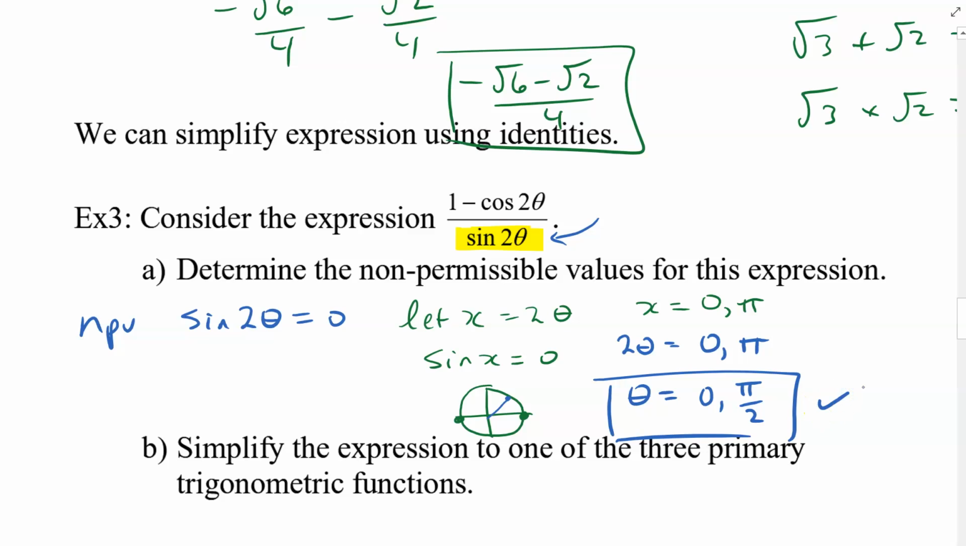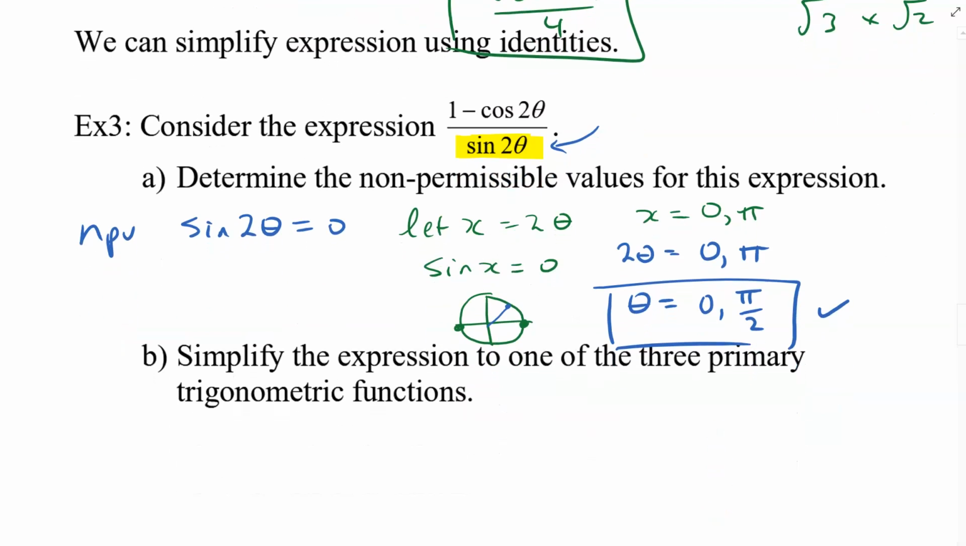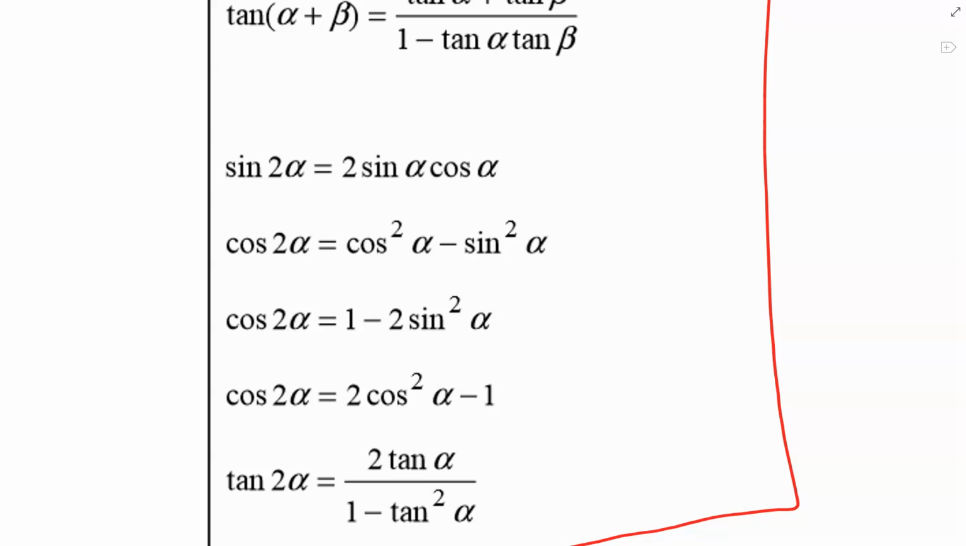So when you're doing this double identity, what's being doubled is the angle, not the sine of the angle. Okay, the second one says, simplify the expression, the entire expression, not just the denominator, to one of the 3 primary trig functions. So I got 1 minus cos 2 theta and sine 2 theta. At this point, I think we're going to have to substitute something from these formulas for sine 2 theta and also for cos 2 theta. Since sine 2 theta, there's only one option, let's do that one first.